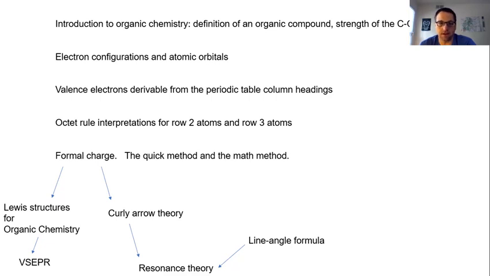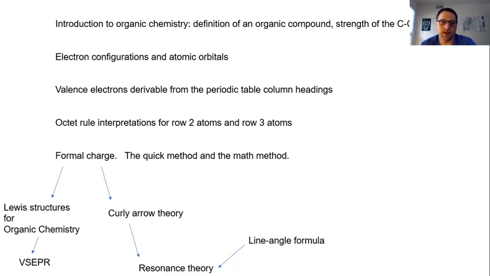And then we talked about octet interpretations, how they're different for row 2 atoms and row 3 atoms. And then we went into formal charge, which was a very important topic that was homeworked, of course, as was the octet interpretation. So we started with octet and formal charge. And from here, it's almost like a fork in the road when you're driving. The road splits. We're going to take the fork in the road which goes to curly arrow theory, because in order to do curly arrow theory, we want to have a fresh memory of formal charge.